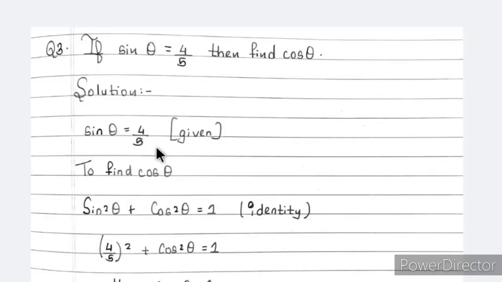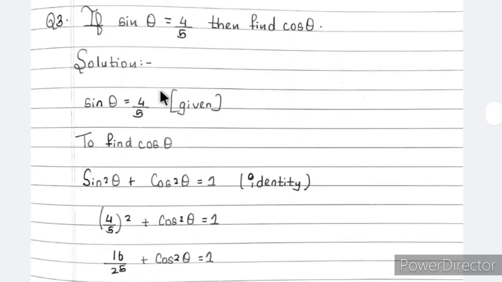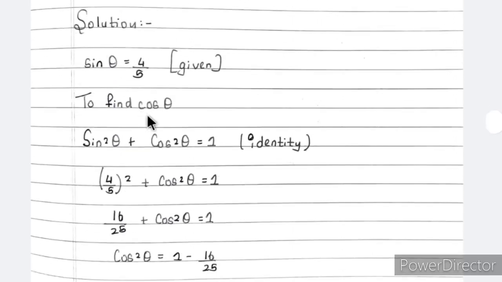Now let's do question number 3 of practice set 8.2. It is, if sine theta is equals to 4 upon 5, then find cos theta. I hope that you remember the important equation that we learned in the first part of practice set 8.2, that sine square theta plus cos square theta is equals to 1. That only we are going to use here. So we have been given sine theta is equal to 4 upon 5 to find cos theta.